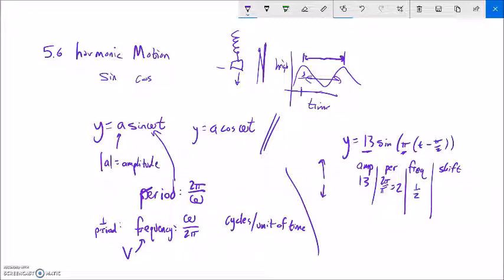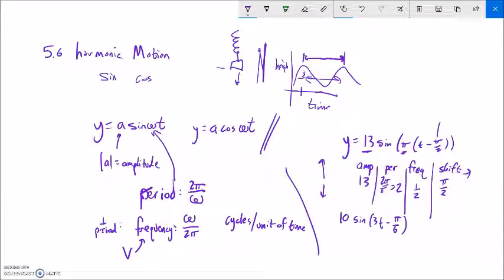And the phase shift, I can read it right off here. It's pi over 2, 90 degrees. So it's been shifted to the right 90 degrees. Great. So like I said, it has to come in this form. Let me do an example when it doesn't come in that form and what we'll do with it.